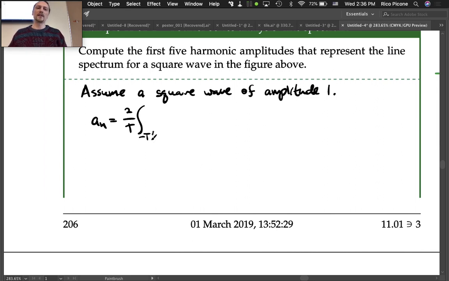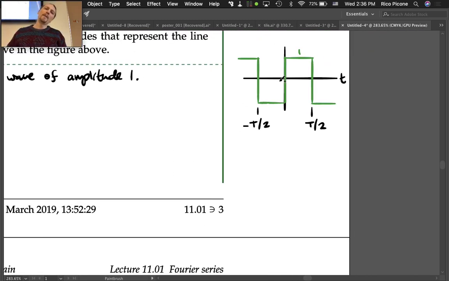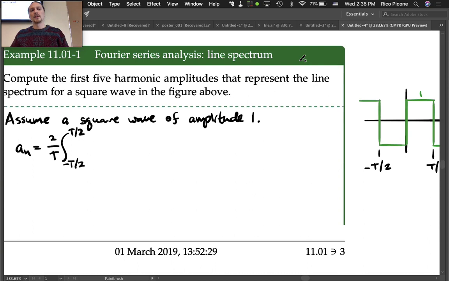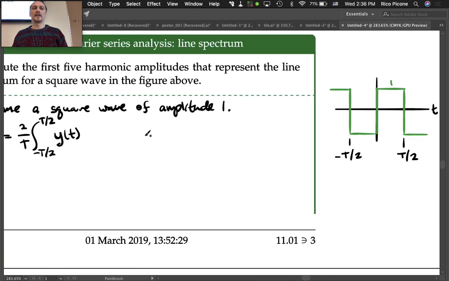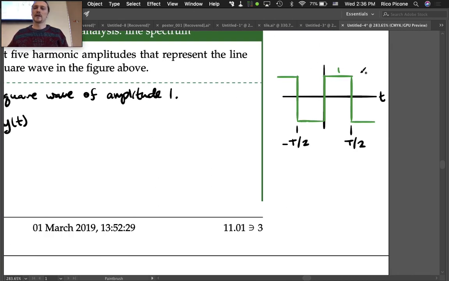I think that in this case, integrating from negative T over 2 to T over 2 makes sense because this is a piecewise continuous function, right? If you go from negative T over 2 to T over 2, there are only two different piecewise definitions in those two intervals, so it's pretty straightforward. So let's also put in y of t. y of t is just this function, the square wave.